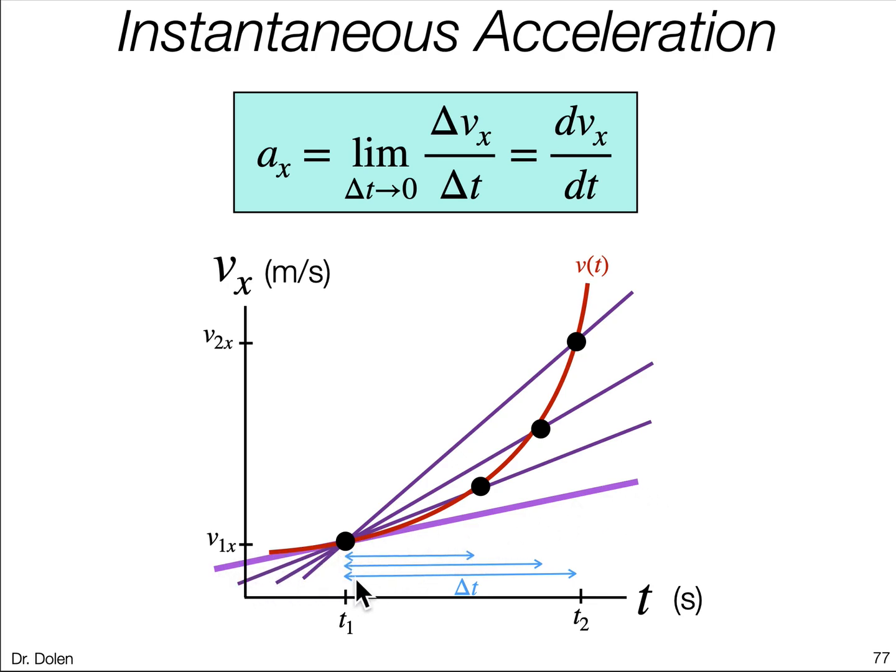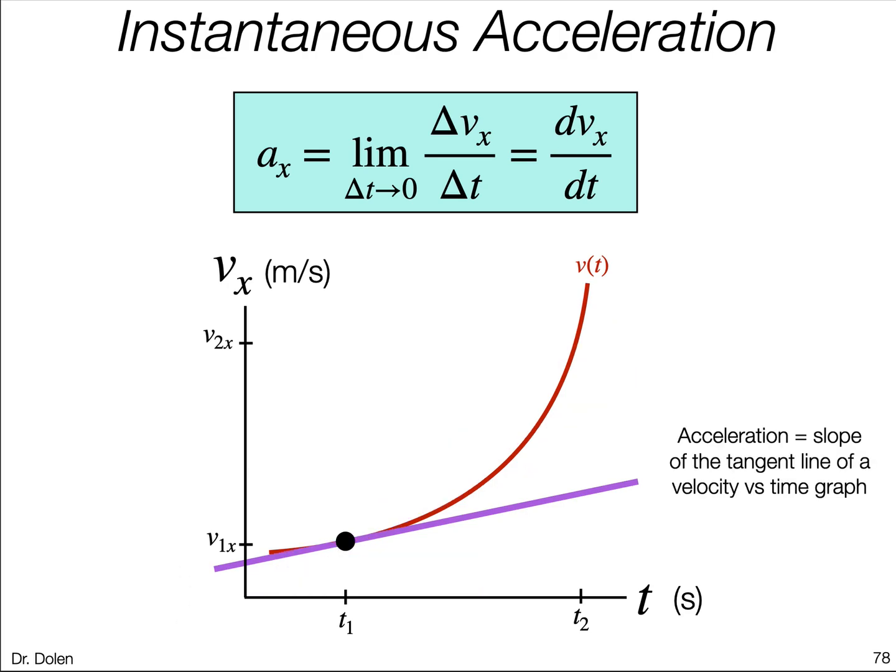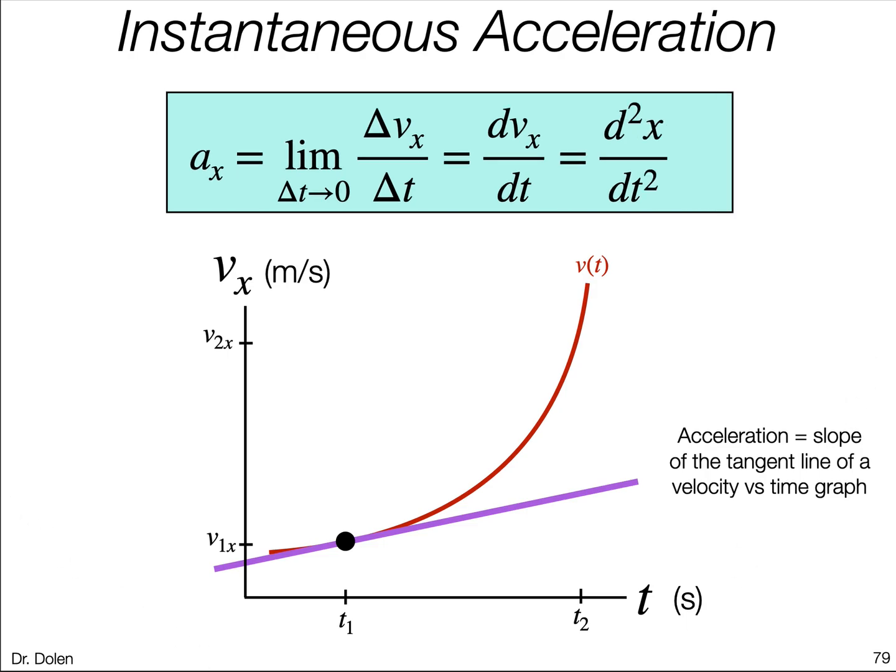If I want to know the acceleration at exactly this point, I have to draw in a tangent line and find the slope of that tangent line. Okay, and so that's our picture we want to have of what is instantaneous acceleration. At any point in this chart, I could pick a point, draw a tangent line, and the slope of that tangent line is my acceleration at that point. I should also note that we know that velocity is defined by the derivative of position with respect to time, so that means that acceleration is also the second derivative of position as a function of time.